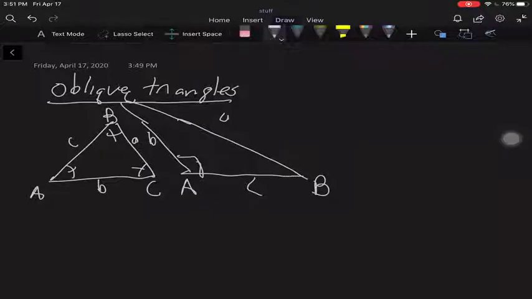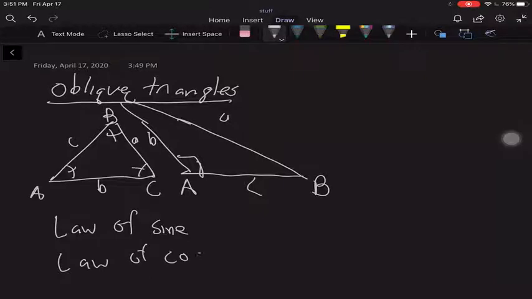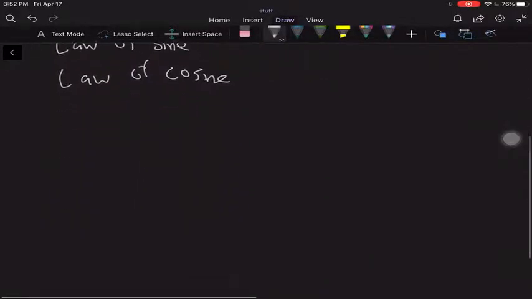There are basically 2 separate rules that we can apply when we're working with oblique triangles: the law of sines and the law of cosines. Which one we use is based on the information that you're given.